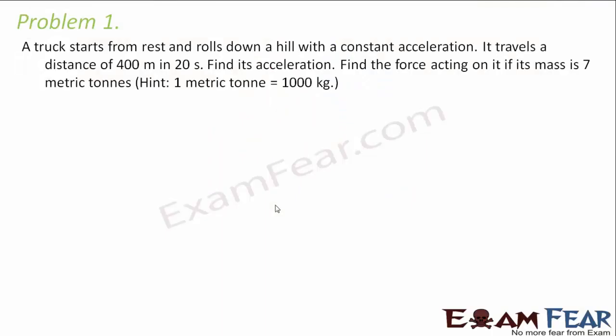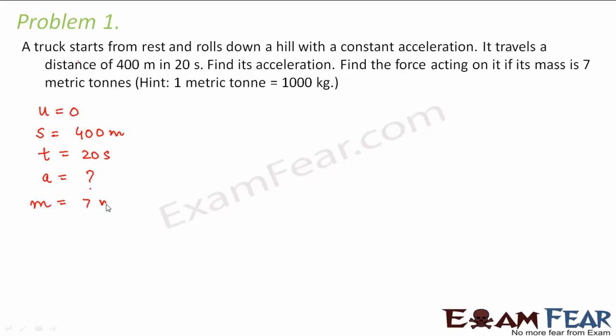It says a truck starts from rest and rolls down a hill with a constant acceleration. It travels a distance of 400 meters in 20 seconds. So it says that the truck starts from rest. That means the initial velocity is 0. It travels a distance of 400 meters. That means the distance covered is 400 meters in 20 seconds. So time is 20 seconds. Find its acceleration. Find the force acting on it if its mass is 7 metric tons.